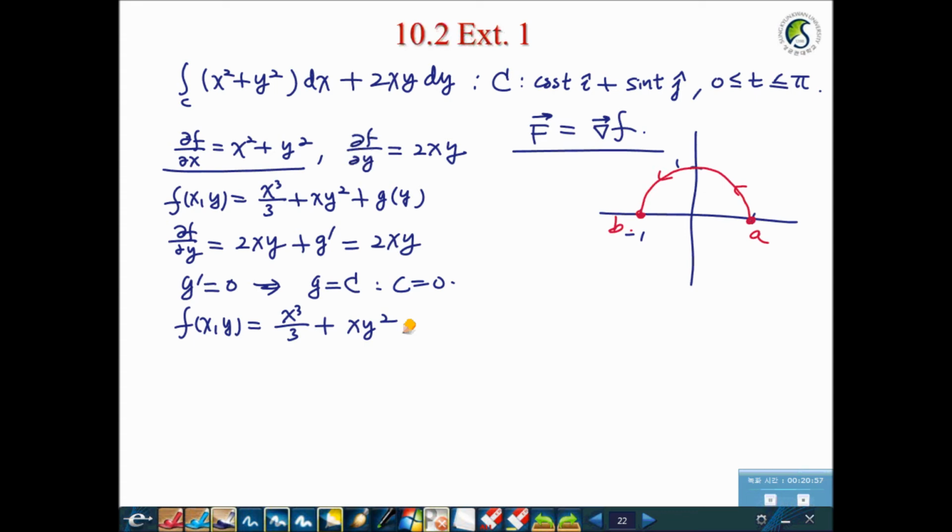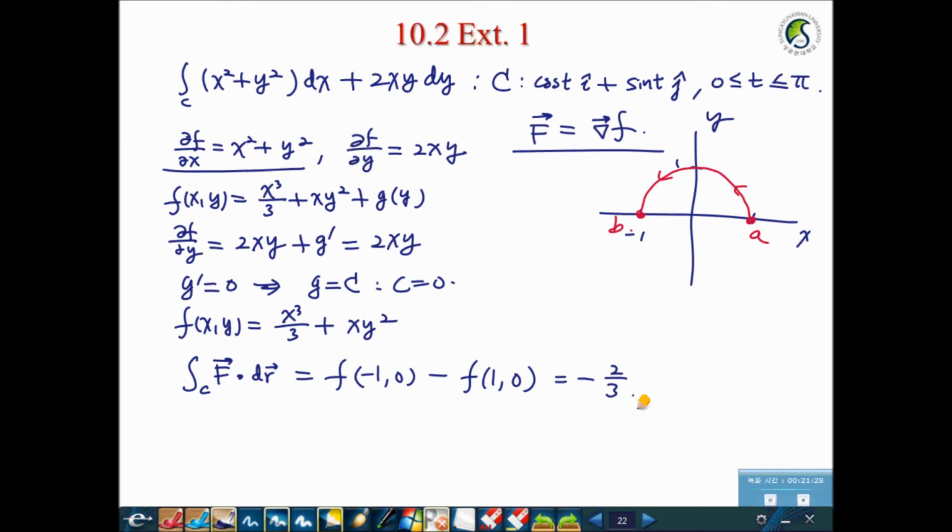And since the starting point is minus 1, 0, and the ending point is 1, 0, the integral of F dot dr, let me write it for easier writing, gives minus 2 over 3.